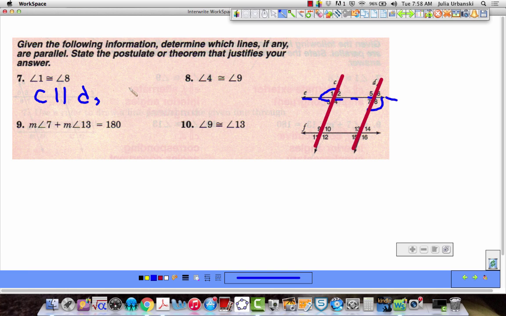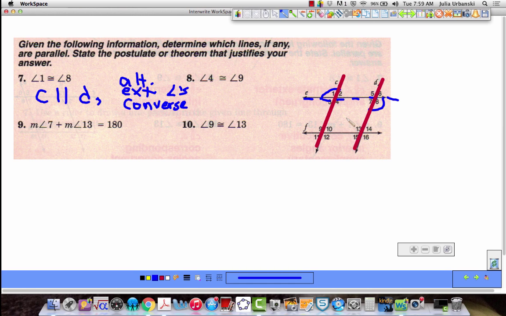And the reason is because what kind of angles were these, angle 1 and 8? Yep, so you're going to say alternate exterior angles converse. Or your book puts the word converse first. Because of the alternate exterior angles converse. It's not the theorem, it's the converse. Because since the two angles are congruent, that makes the lines parallel. Okay, that's the idea. And there's a lot of lines here, so you have to make sure you find the right ones. All right, the next one.